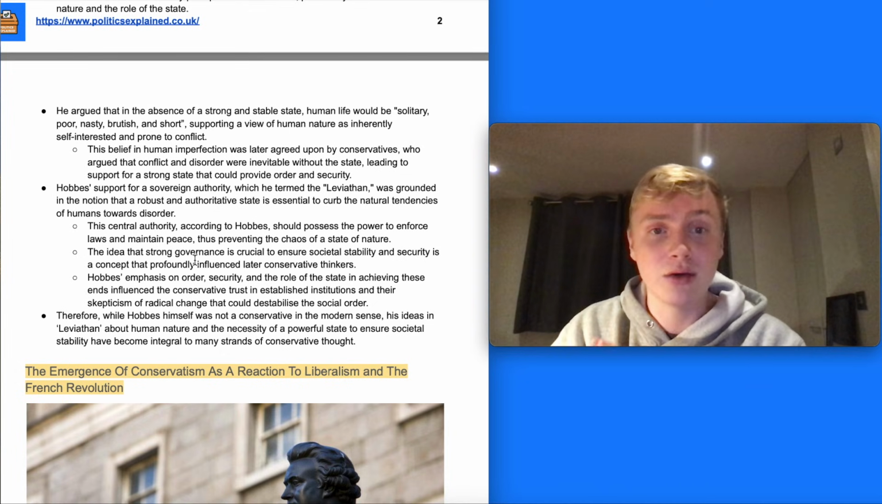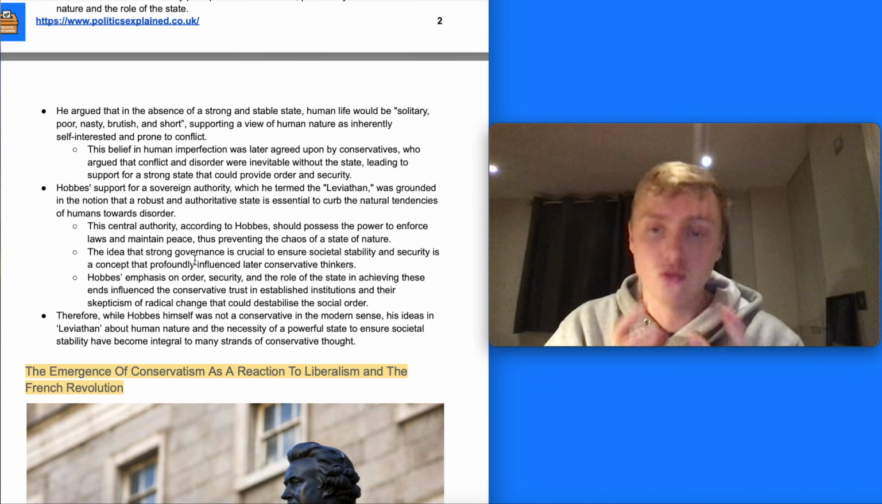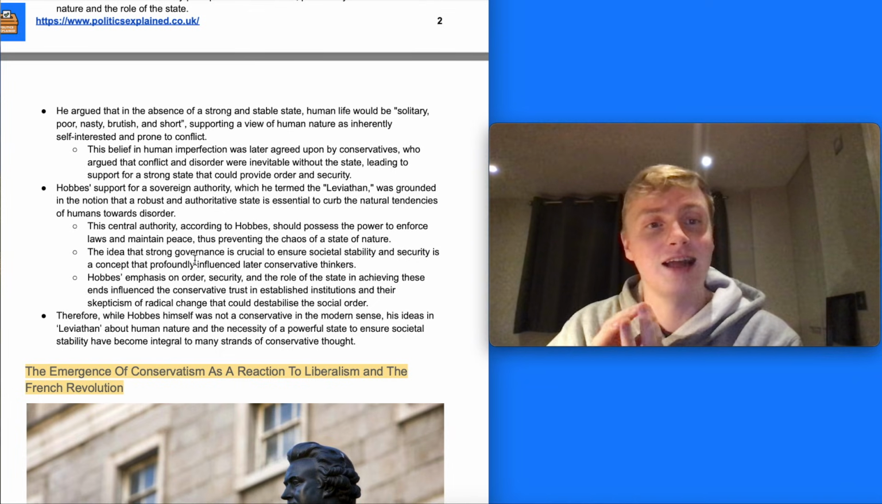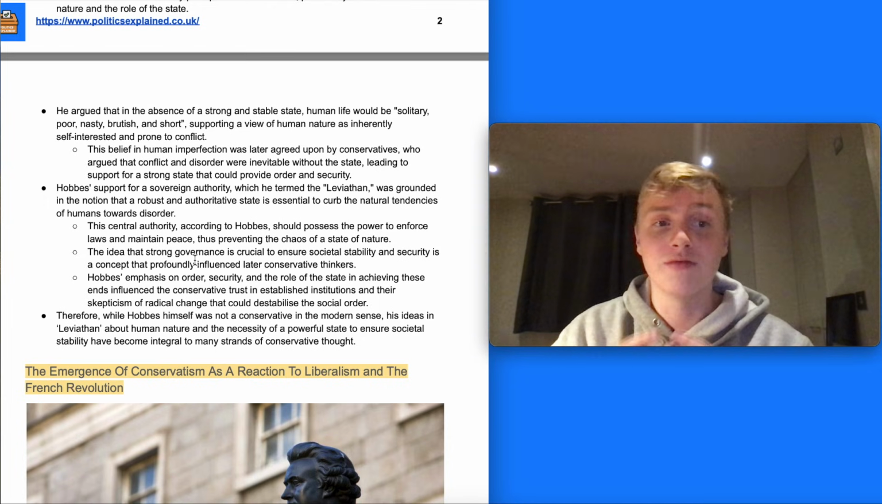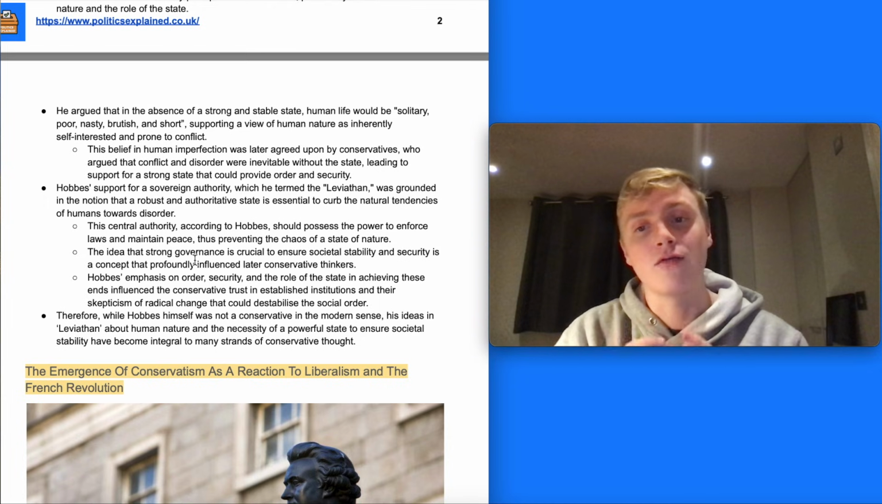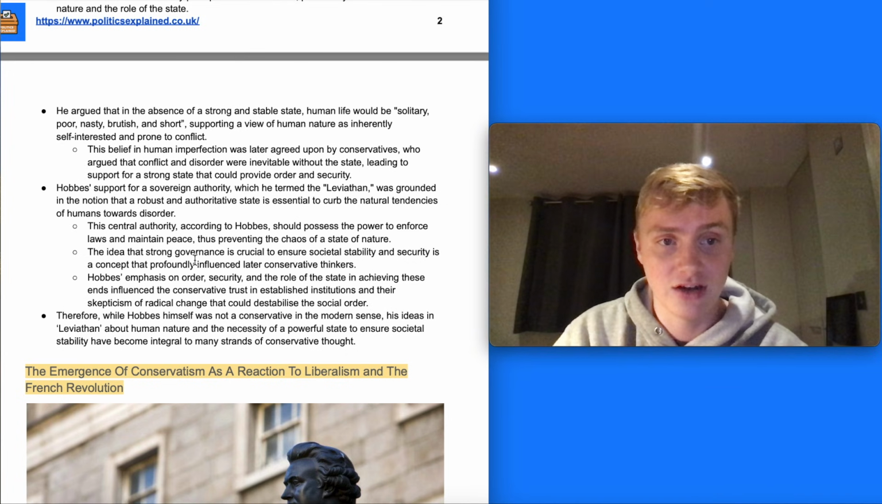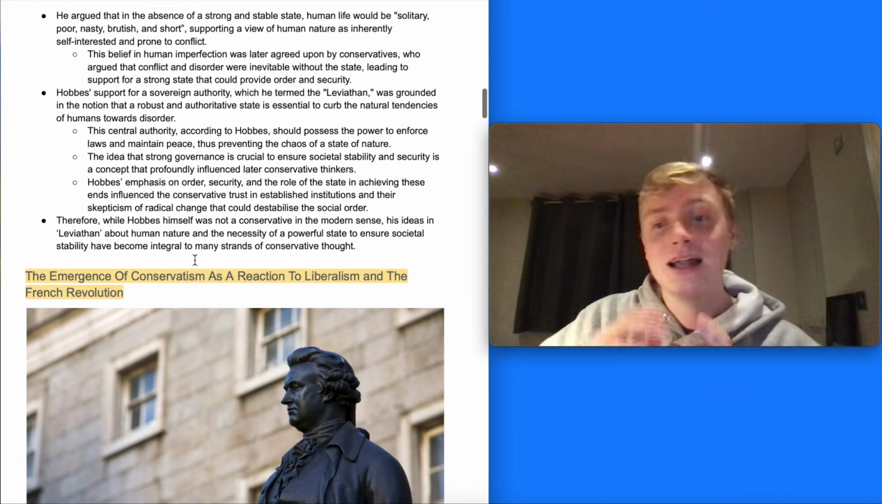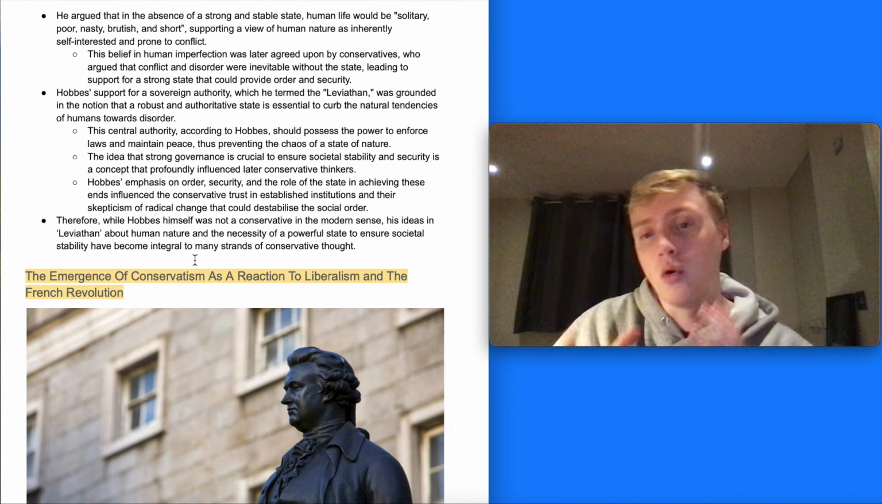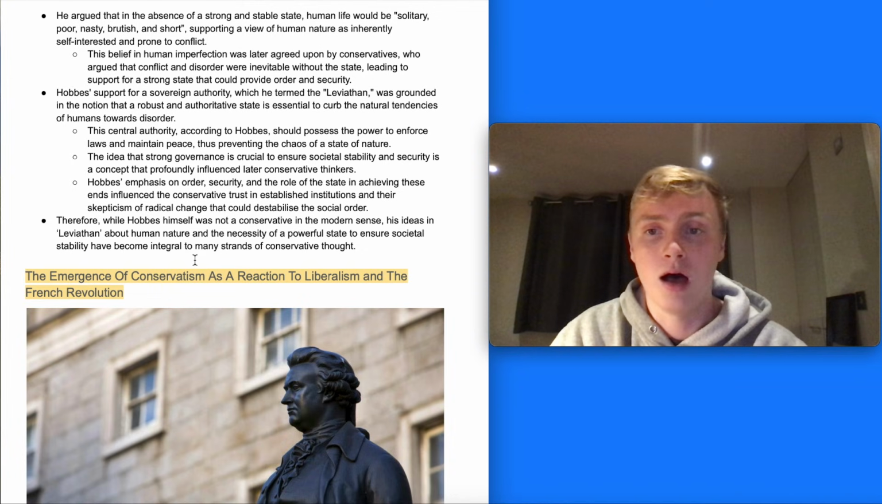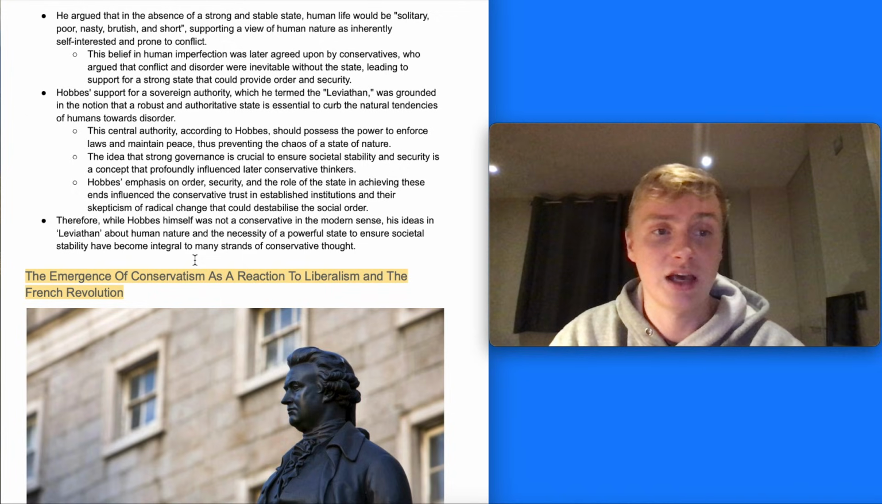He believed that this state was necessary to curb these natural tendencies of human nature, this natural human imperfection, and he believed that the state should have the power to enforce laws, maintain peace, and therefore prevent this chaos of the state of nature. And again, this very much influences later conservative thought in relation to the importance of a strong, stable state in providing order and security in society.